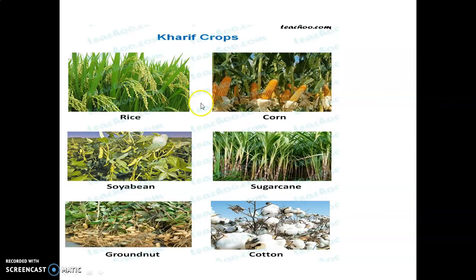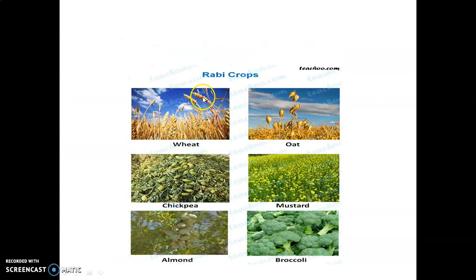Okay, so these are Kharif crops: rice, corn, soya bean, sugarcane, cotton, groundnut. Rabi crops: wheat, oats, chickpea, mustard, almond, broccoli. You can write the examples from our textbook.